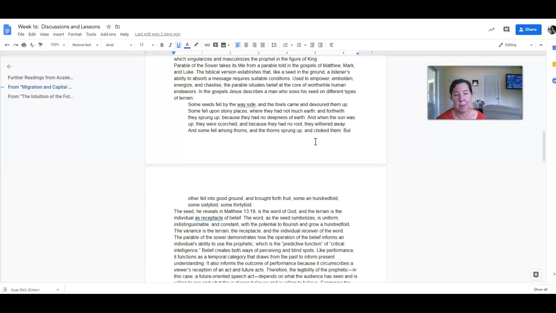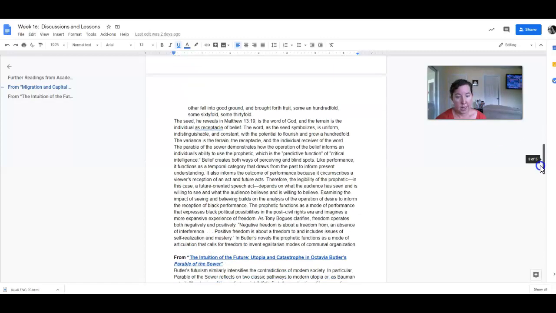And then some fell among thorns and were choked out by the thorns. But then, and this is the key part, others fell into good ground and brought forth fruit, some 100-fold, some 60-fold, some 30-fold. And a little bit more about this idea.